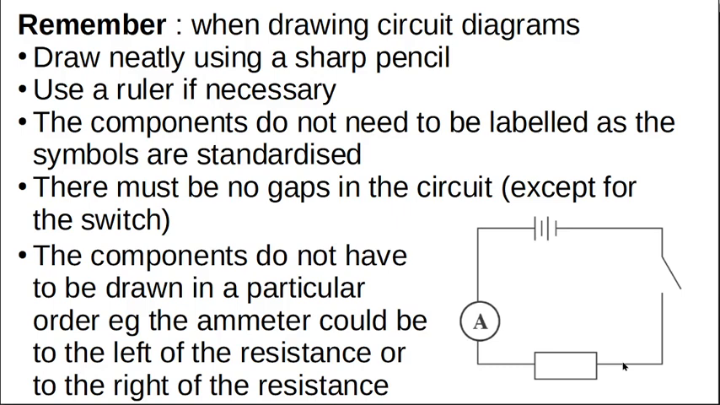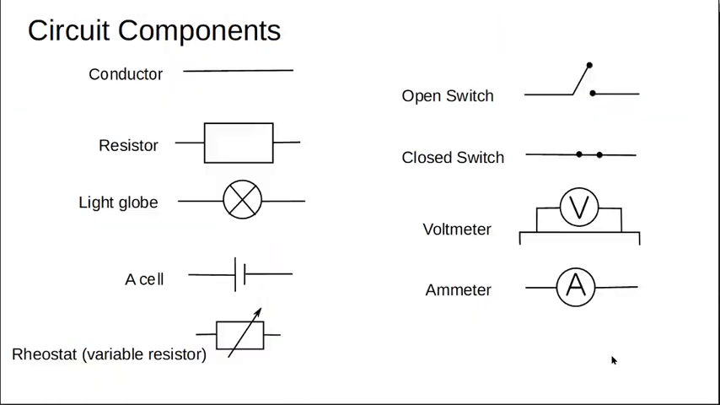So you just have to realize what all the components are. These are the components you need to know. A straight line for a conductor, a little box for a resistor. Sometimes in old diagrams they draw that zigzag line for a resistor as well.